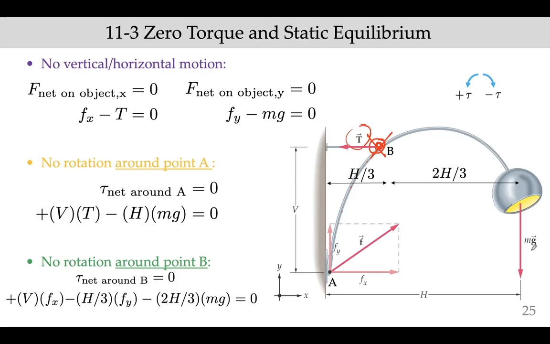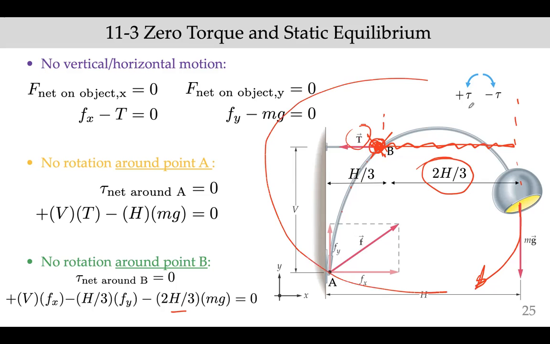So for mg, the torque will be mg times the perpendicular distance from this point. So extend the force, find the perpendicular distance. It's this distance, which is 2h divided by 3. So mg, 2h divided by 3. Why is it negative? Let's look at the torque that it creates. Around this point, this force is trying to rotate in the clockwise direction. So clockwise is negative. That's why we have a negative sign here.